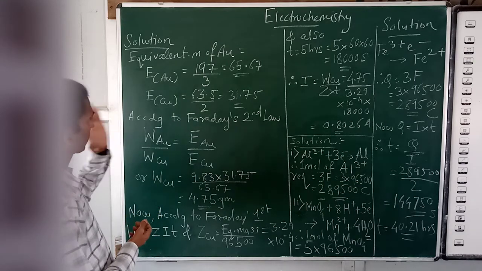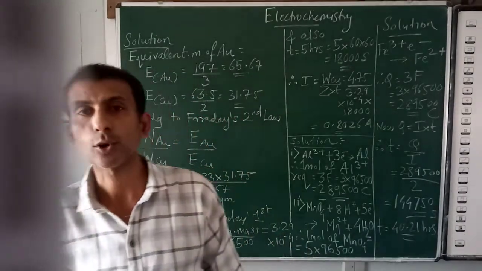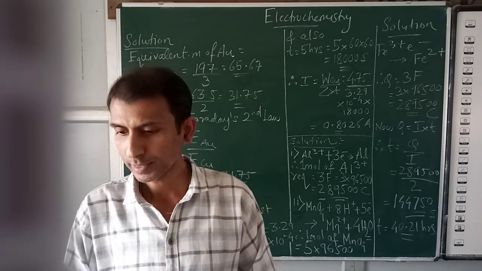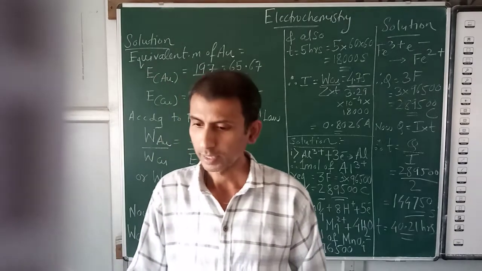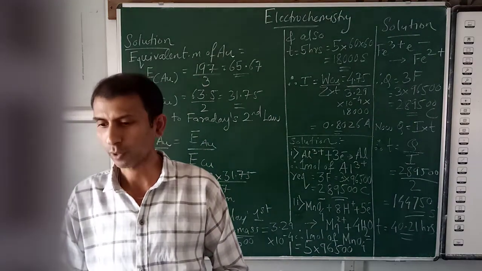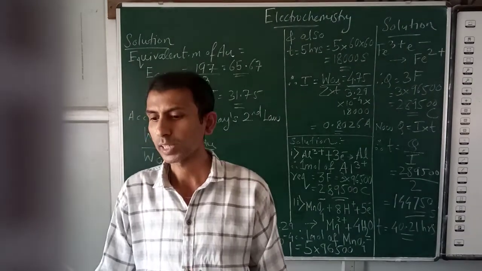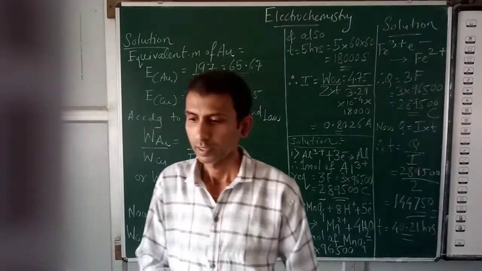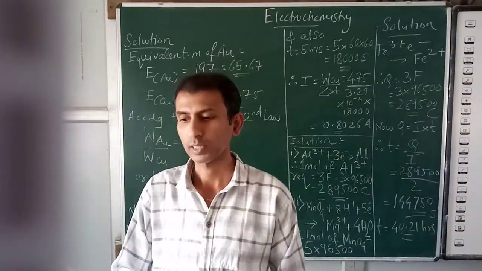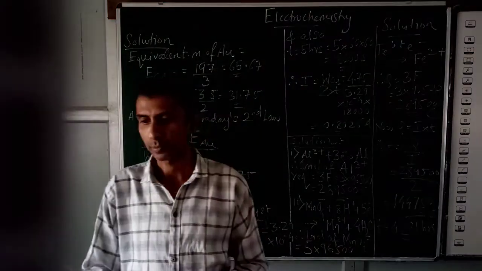So for this first numerical we have the question. I'll read the question for you. The question is, in an electrolysis experiment, electric current was passed for 5 hours through two cells connected in series. The first cell contained a gold salt and the second contained copper sulfate solution.